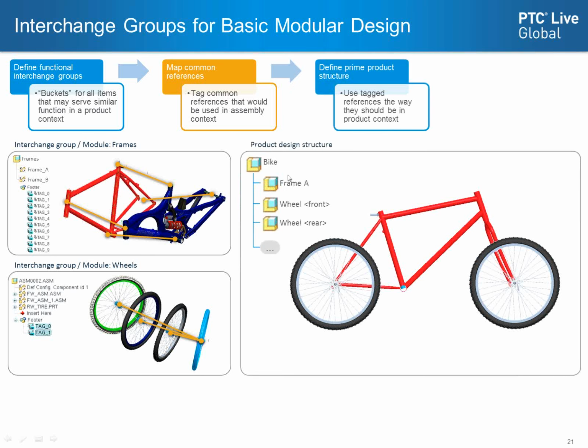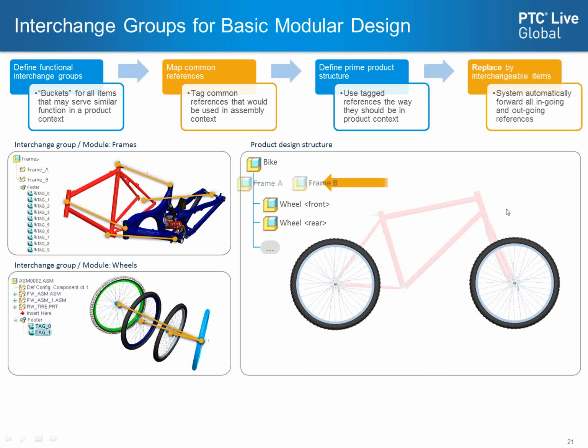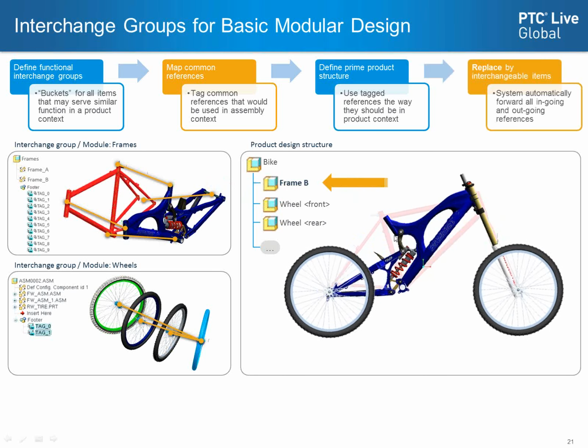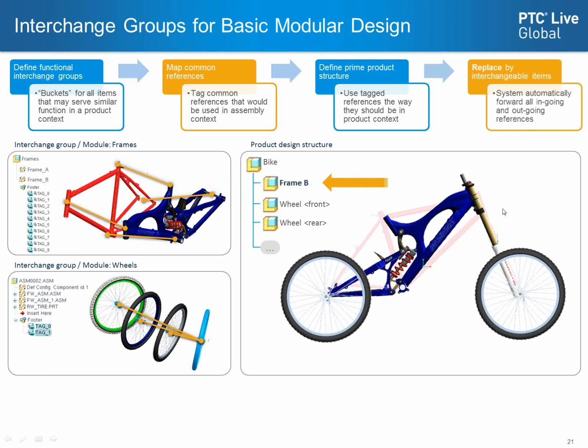Next is defining the structure. So that's design intent. Each one of those components is positioned to the assembly, interfacing to the assembly with the references that are being tagged here. And then I can easily change my design. So if I want to change from one frame to another, as soon as I'm changing, the wheels will automatically adjust to the new geometry of this frame because they know they need to look for this interface to connect. So this is the very basics of a modular design.